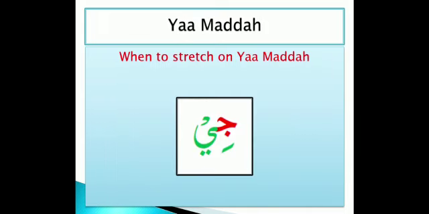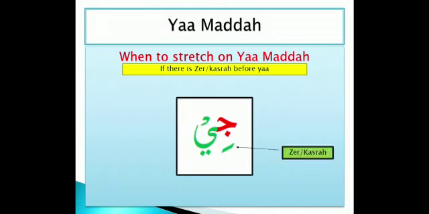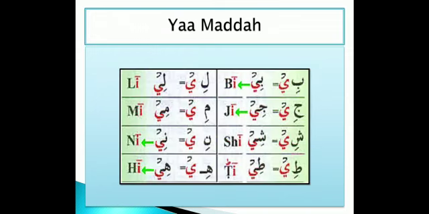Ya madda, when to stretch on ya madda? Again, if there is a zair kasra before ya, then you will stretch on the ya, and this is ya madda. So when you see a zair kasra, and then you see the letter, and after the letter with a zair has a ya, then there's a ya madda. As you can see in the examples, all of these have a zair kasra, and after the zair kasra there's a ya. So in all of these examples you will stretch: bi, ji, shi, ti, and likewise to the end.